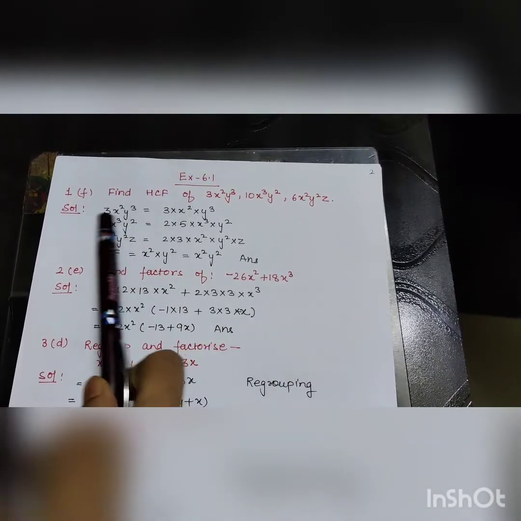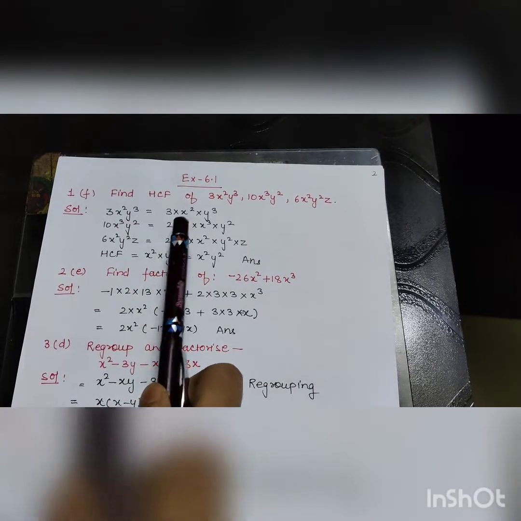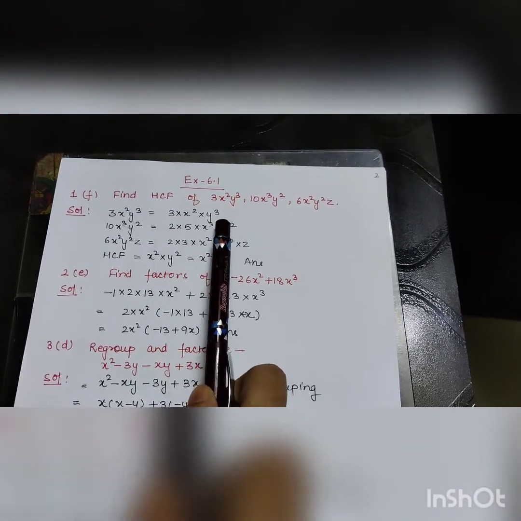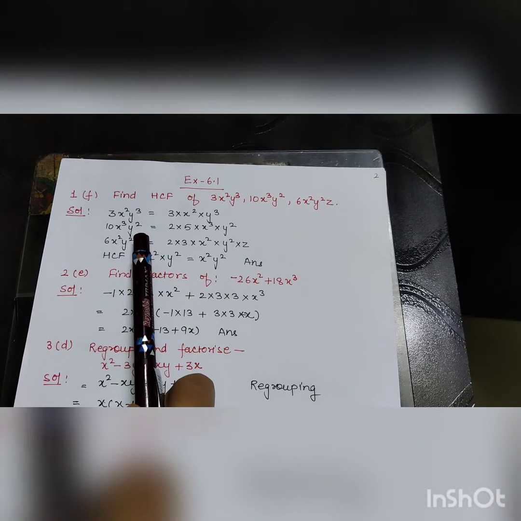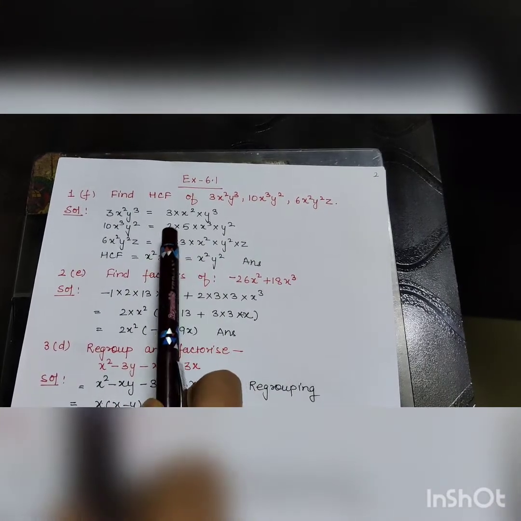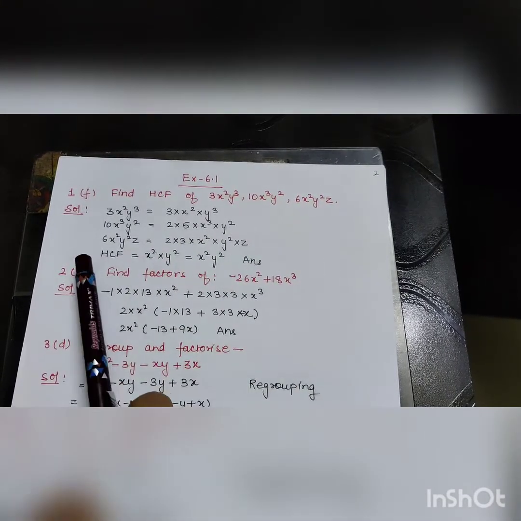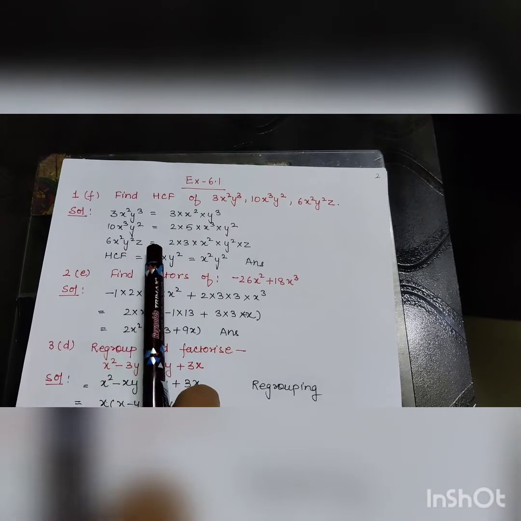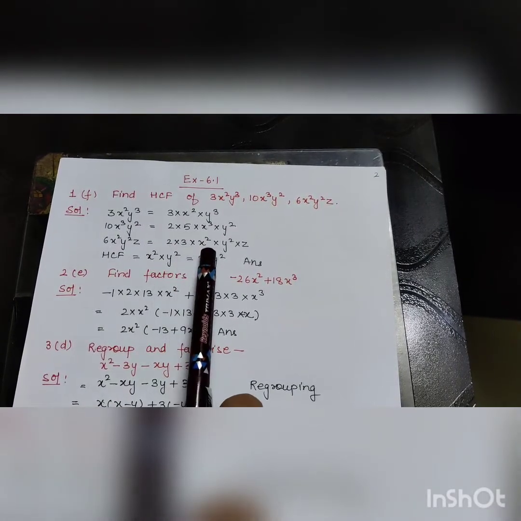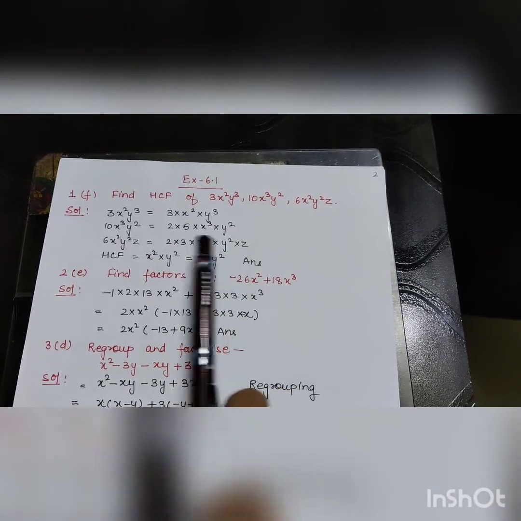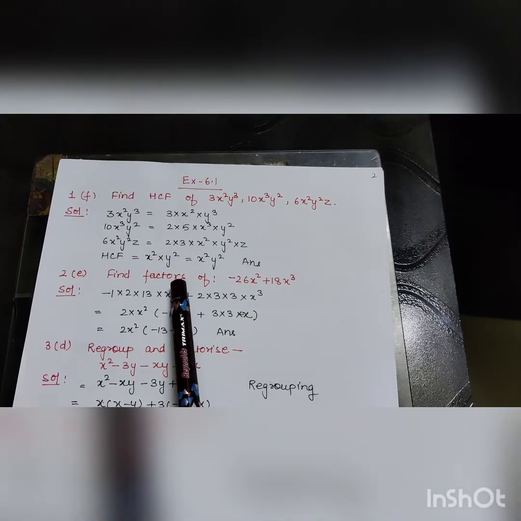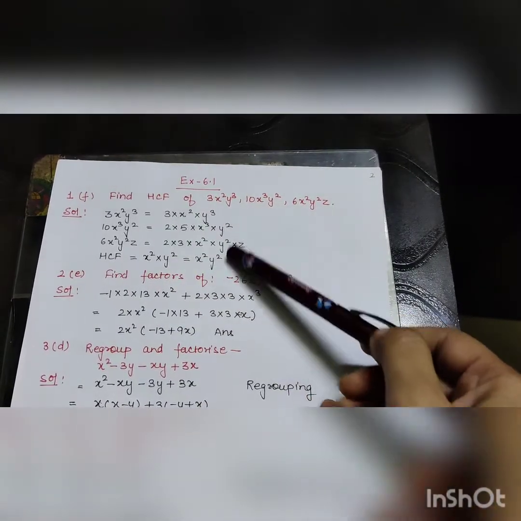So the factors of 3x square y cube are 3 into x square into y cube. 10x cube y square: the factors are 2 into 5 into x cube into y square. 6x square y square z: the factors are 2 into 3 into x square into y square into z. HCF is the common part of all these factors. So let's check for the common part.